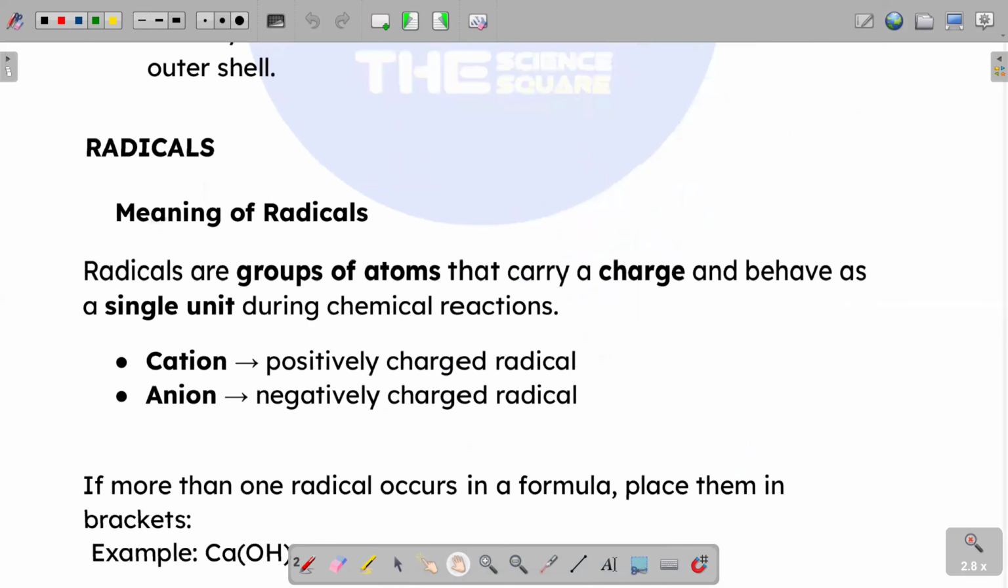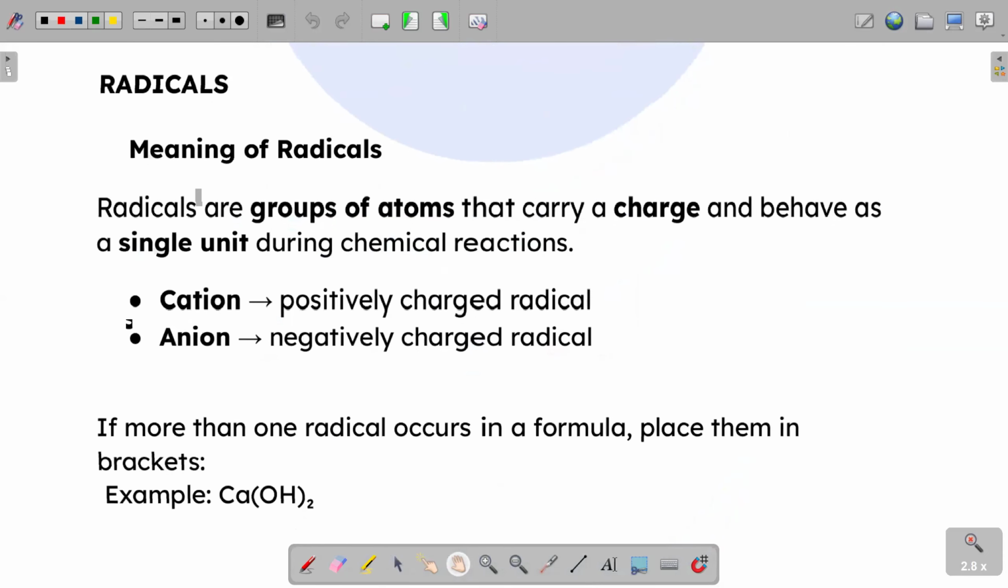Now let's look at another important concept under this topic, which is radicals. It is also very possible for two or more atoms to combine and possess a charge. In that case, we call that kind of group of atoms possessing a charge radicals, or ions. Radicals are groups of atoms that carry a charge and behave as a single unit during chemical reactions.